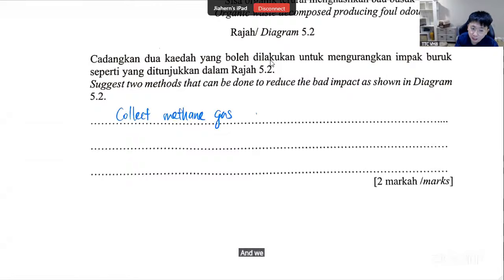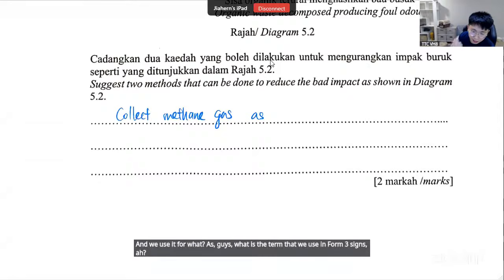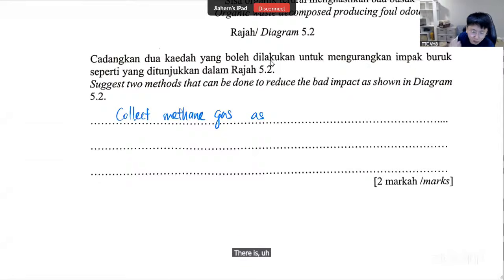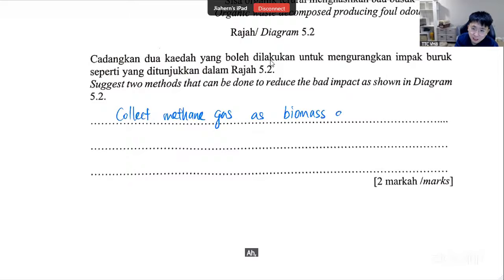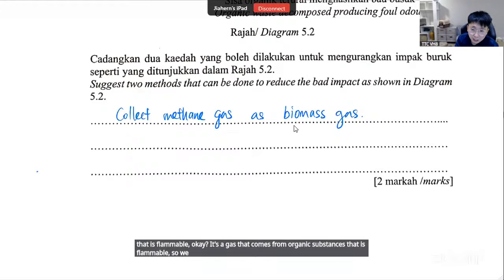and we use it for what? Guys, what is the term that we use in Form 3 science? There is a power station where we burn methane gas. We collect all the organic food waste, it releases methane gas, and then we burn the methane gas and generate electricity. Yes, it's called biomass. Biomass gas. Biomass means it's from organic substance that is flammable. It's a gas that comes from organic substance that is flammable, so we call it biomass gas.